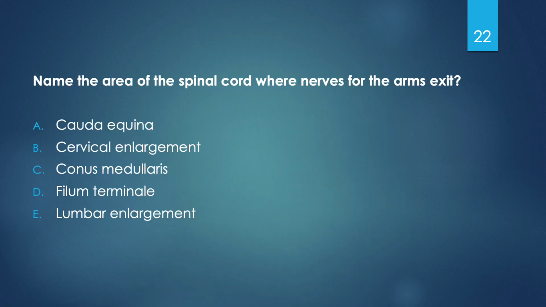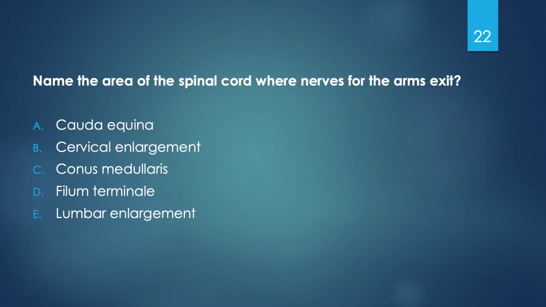All right, pop quiz time. Name the area of the spinal cord where nerves for the arms exit. Is it A, the cauda equina, B, cervical enlargement, C, conus medullaris, D, filum terminale, or E, lumbar enlargement? Well, we know that it has to be an enlargement, right? Because if there's going to be a lot of nerves leaving towards the arms, it's going to have to be a thicker part of the spinal cord.